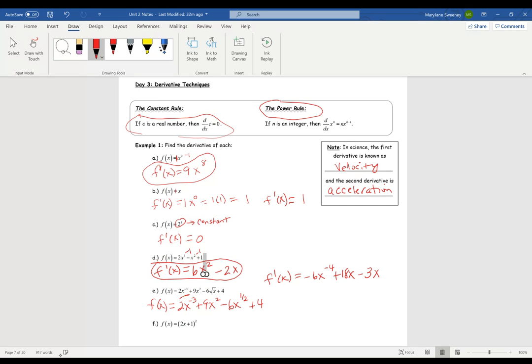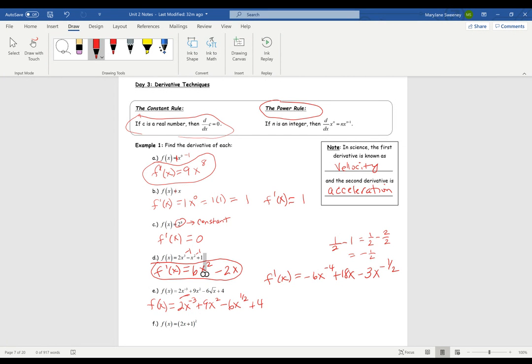X to the, well, if I think of subtracting 1, 1/2 minus 1 is the same as 1/2 minus 2/2, or negative 1/2. So this would be negative 1/2. And then the derivative of 4 is 0. So that's our first derivative.